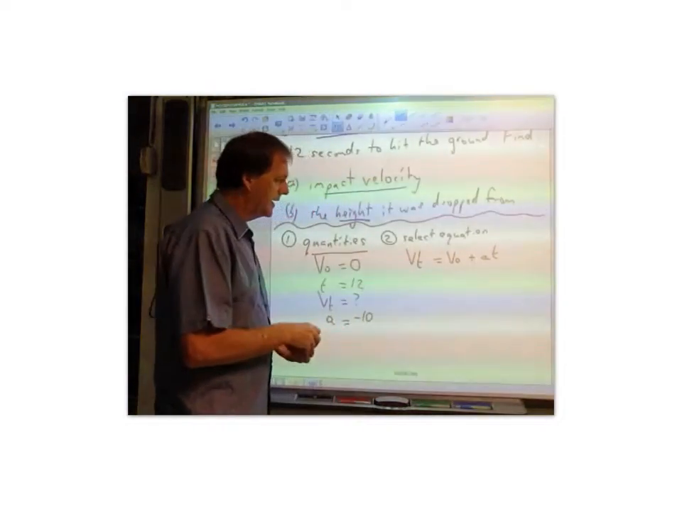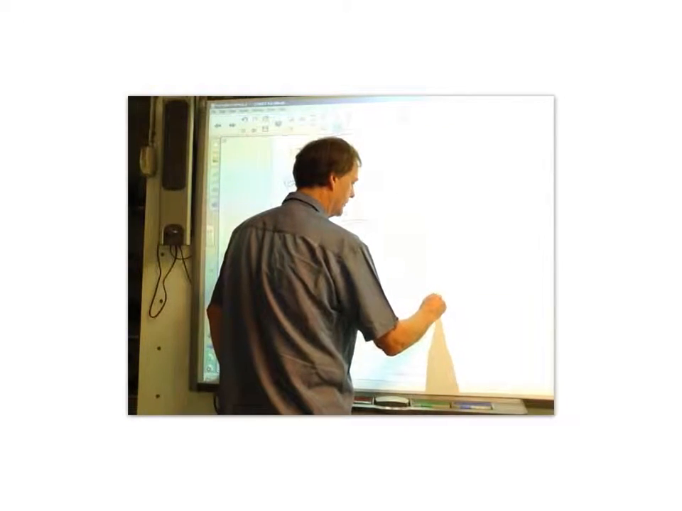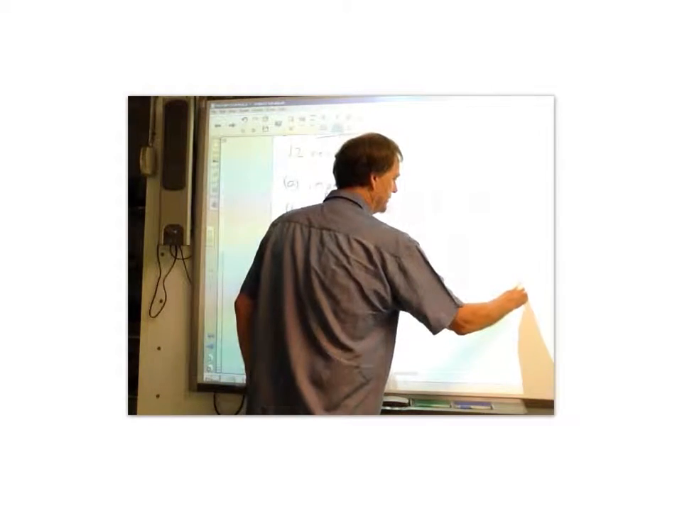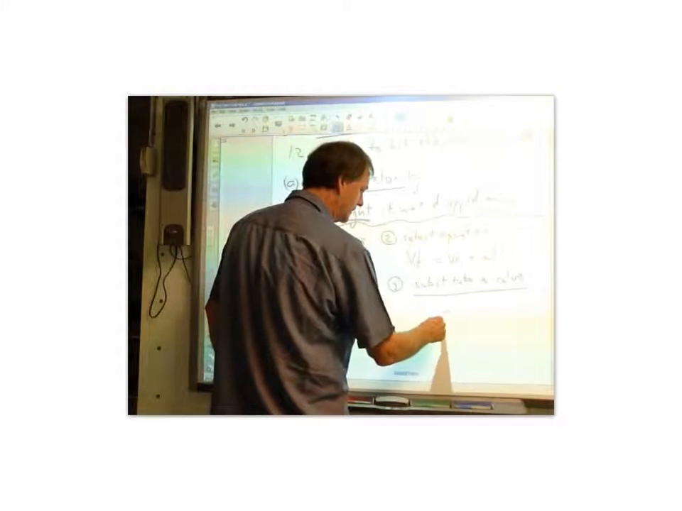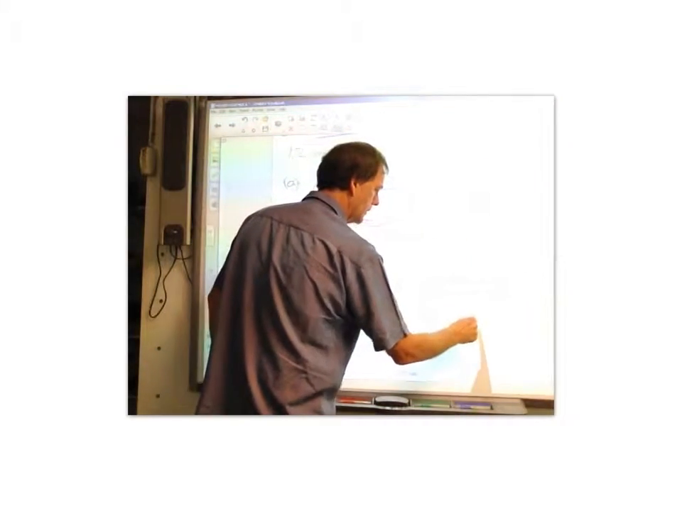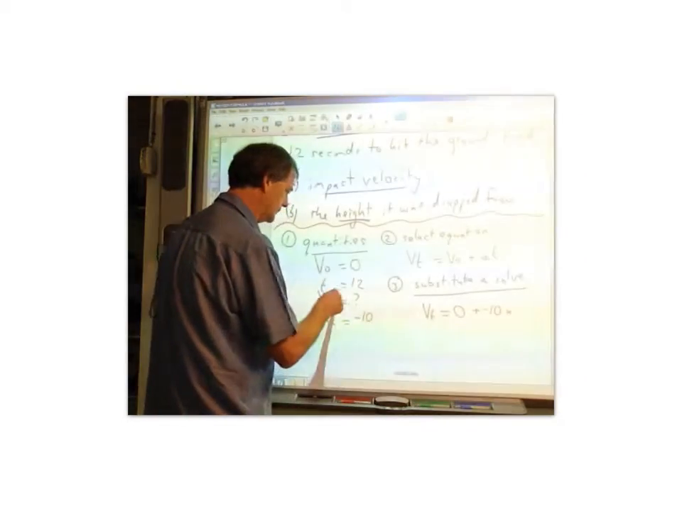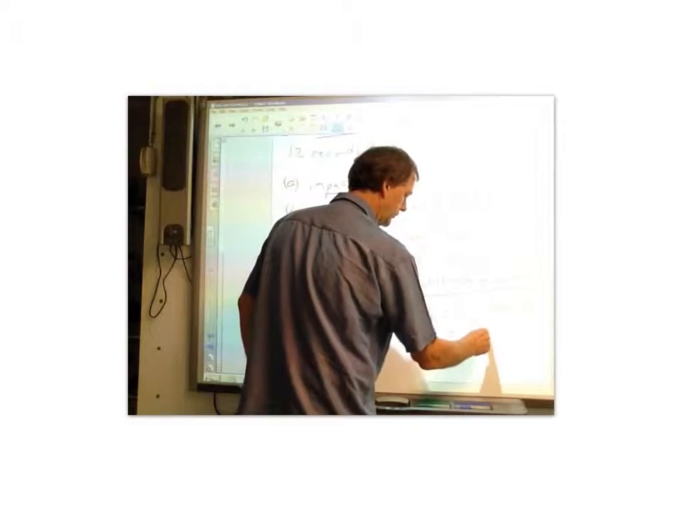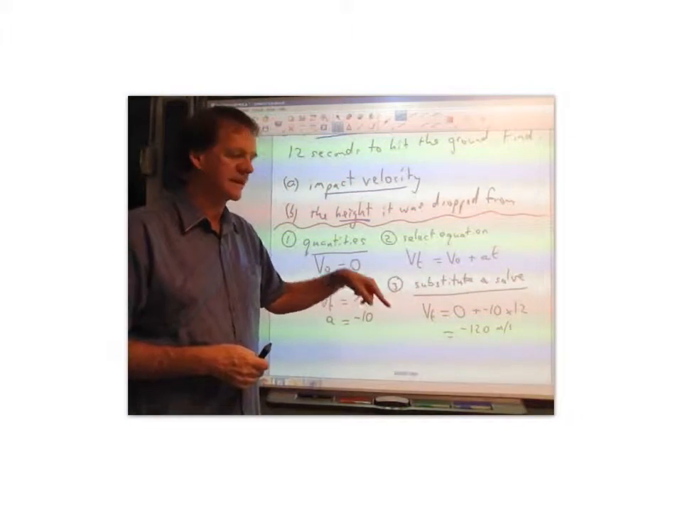Okay? And then you would substitute and solve as your third step. This technique will work for all of them. You just have to get used to finding which quantities you've got and choosing the right equation. So underneath here you would write v still as the unknown. v0 was 0, plus minus 10 times the time of 12. So that's 0 plus minus 10 times 12, minus 120 metres per second. Okay, which means it would have a final velocity of 120 metres a second going downwards.